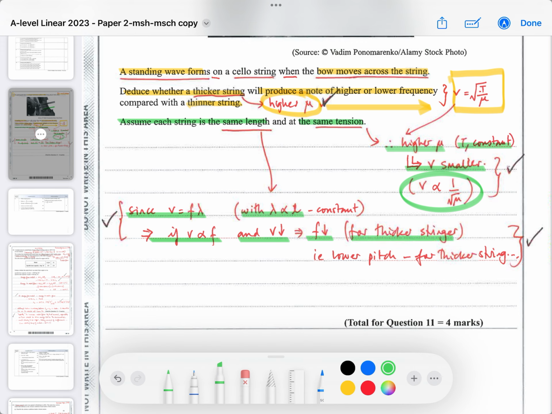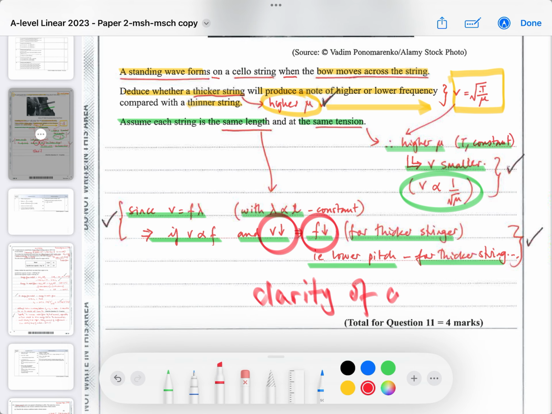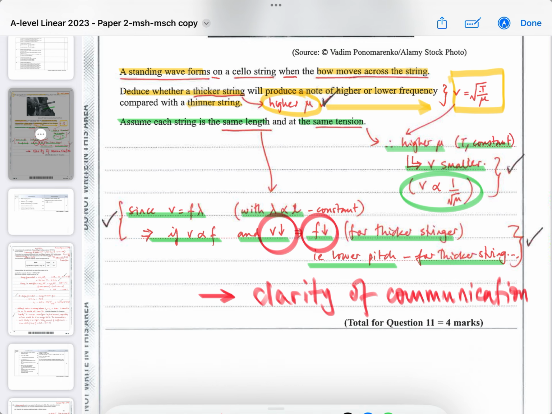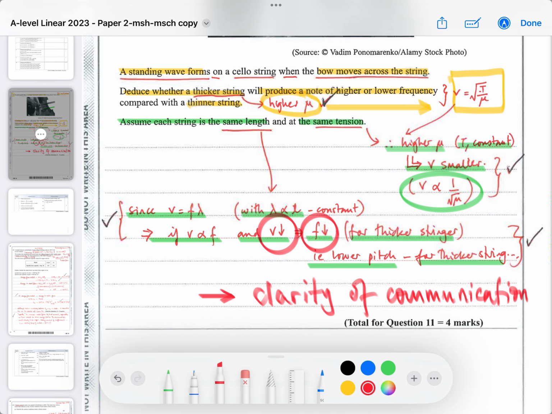So we know for the thicker string, v does go down, so frequency will go down, so you will have a lower pitch for the thicker string, which intuitively you already know. So I think that you need to verbalize it, probably not by putting these arrows like this. You've got to put this into clear English. So clarity of your communication. But these are the points, and there's the reasoning that I've put down for you. So you've got to practice writing clearly with the correct level of depth and detail to get the marks. The black ticks show where you get the marks. So that's 4 marks on waves, really from year 12 knowledge.